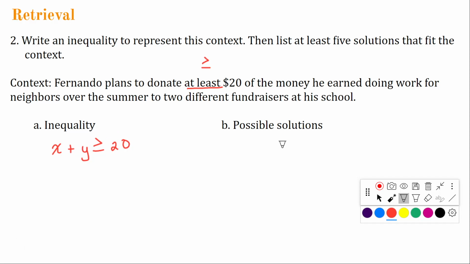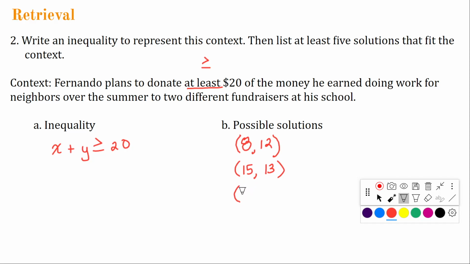For example, I could choose 8 and 12. 8 plus 12 equals 20. Because we're including the 20, that point would work. Another possibility would be to use 15 and 13. 15 plus 13 is 28, which is more than 20.